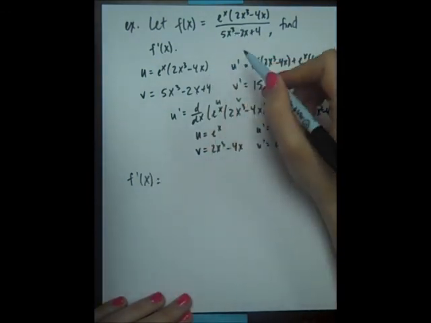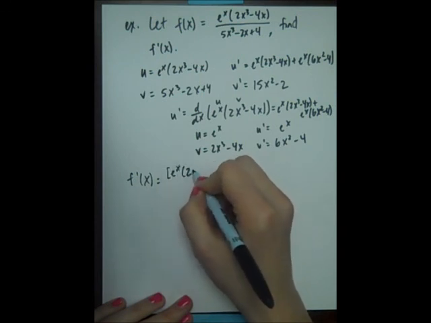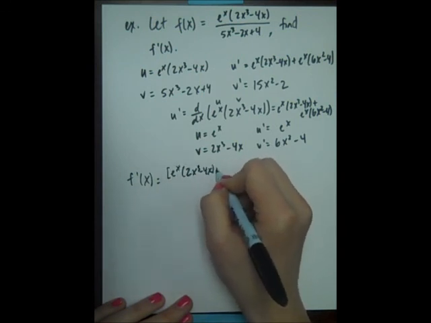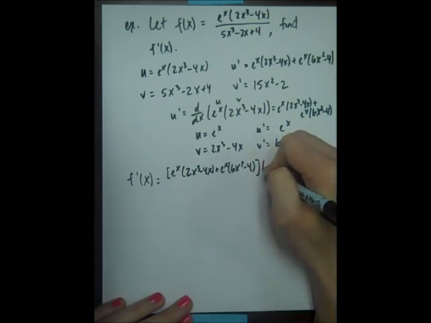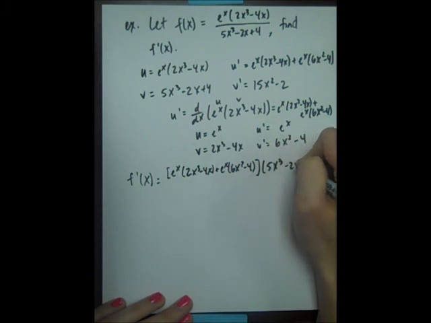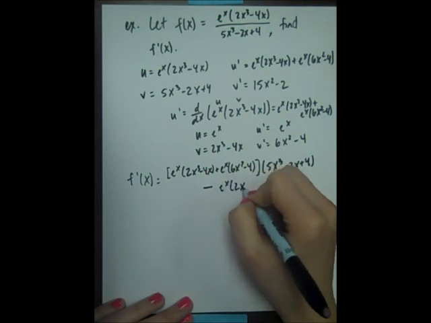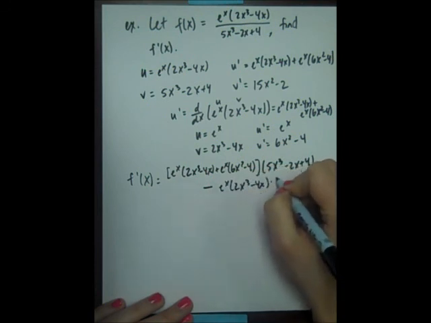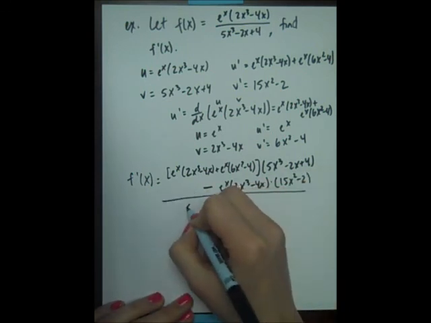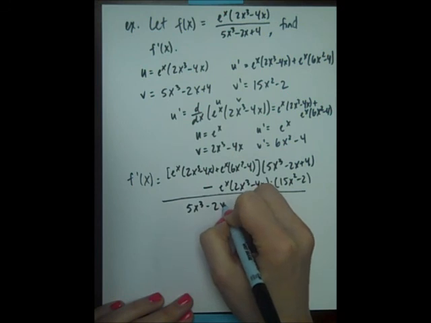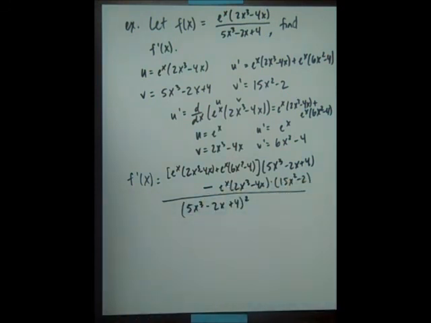So remember, f prime was using a quotient, so it's u prime v minus u v prime, and then the whole thing divided by v squared. So that would be my derivative of f.